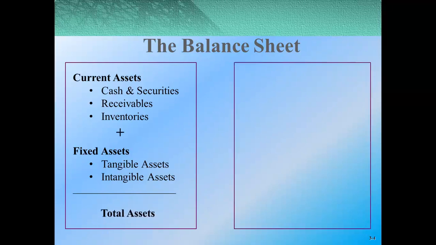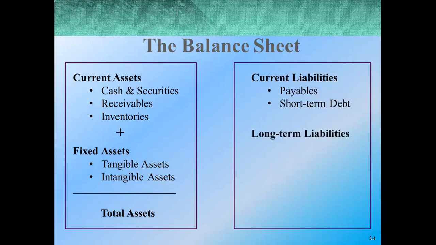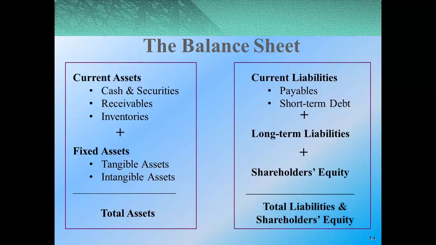They add up together to form total assets. On the other side of the balance sheet, we have current liabilities. These are payables in the short term or short-term debt, such as commercial paper for a firm. Then long-term liabilities, such as debentures, and whatever is left between total assets and total liabilities is called shareholders' equity. So the shareholders' equity and total liabilities equal the total assets of a company.